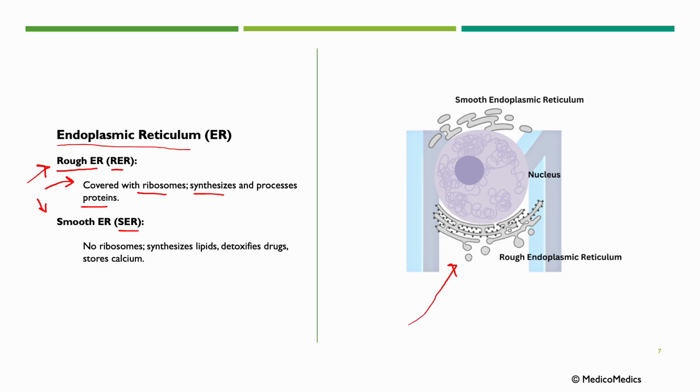And you can see the rough endoplasmic reticulum here, and the ribosomes covering it. The smooth endoplasmic reticulum doesn't have ribosomes covering it, and it synthesizes lipids. It also detoxifies drugs and stores calcium. Now, once things are processed here, where do these products then go? And to learn more about the next step, we will now visit the Golgi apparatus.